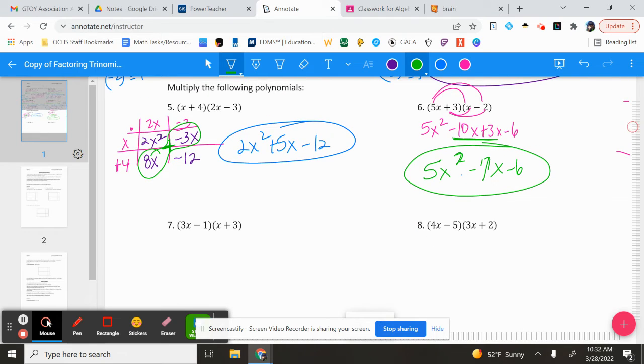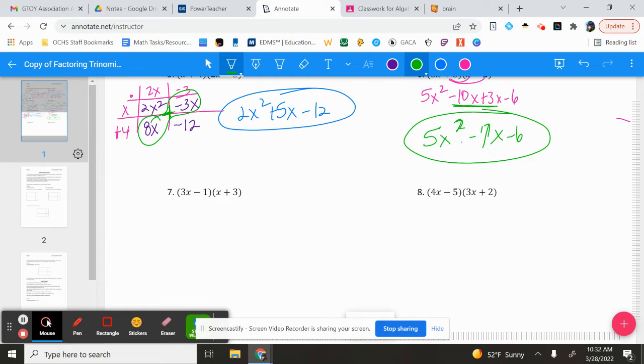And I don't care which method you choose to use when you're doing these, as long as you understand what you're doing. So I will distribute this one. 3x times x is 3x squared. 3x times 3 is 9x. Negative 1 times x is negative x. Negative 1 times 3 is negative 3. Remember to combine like terms to get 3x squared plus 8x minus 3.